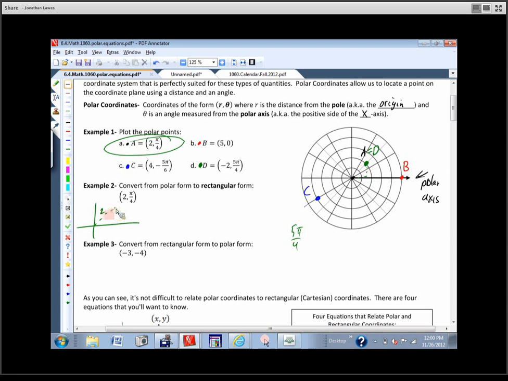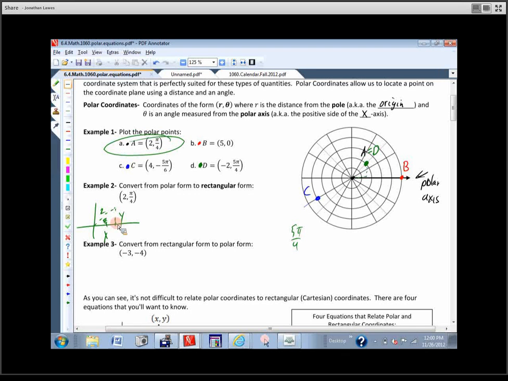So let's think about this. I am 2 units away from 0, and this angle right here is pi fourths. And I want to know what is the x coordinate and what is the y coordinate for that particular point right there. Does this look familiar? Yeah, it does. How could we go from the radius, the modulus, the hypotenuse on a right triangle, and find this adjacent side, or this x coordinate?